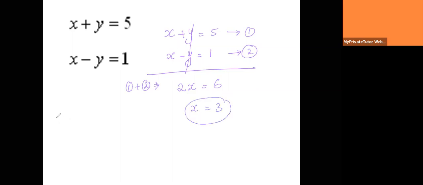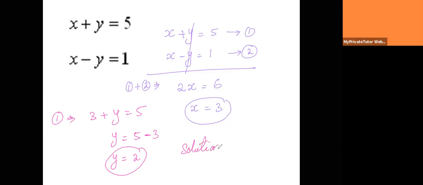Then please take any of the equations as you wish. Let's take the first equation, because it has a plus y. So 3 plus y equals 5, and y equals 5 minus 3. Sultan, please check: 3 goes to the other side, it becomes minus 3. So the y value would be 2. You agree? So the solution is (3, 2). So please practice more questions, guys.